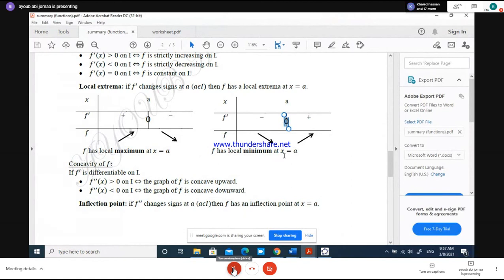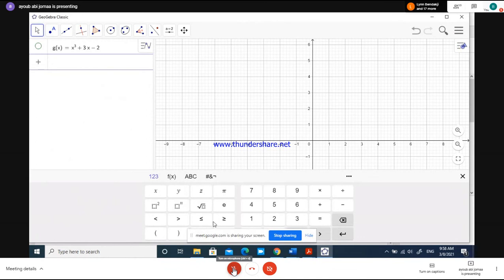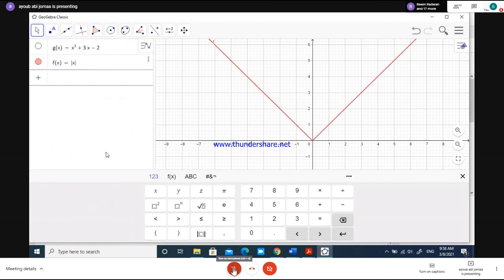Pay attention: the function is differentiable. Let me give you a simple example. Take, for example, the absolute value of x. Right. Here we have a minimum. We have a minimum at x equals 0. But f prime at 0 is undefined, not differentiable.